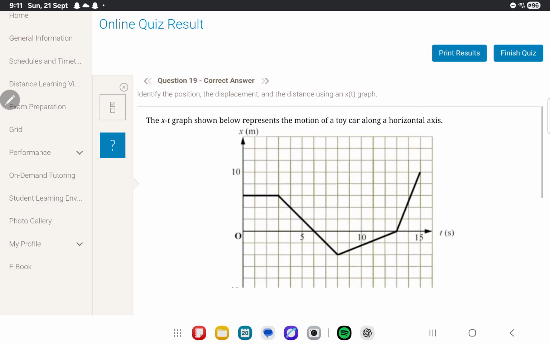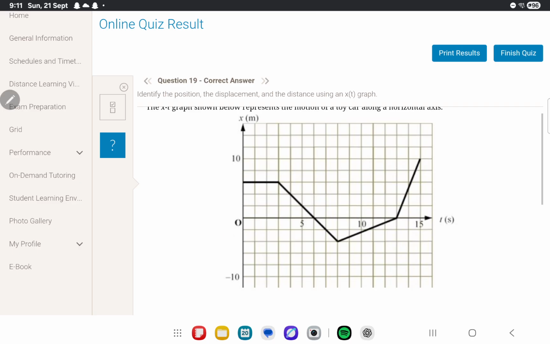The toy car is at the origin. So when is it at the origin? When it crosses this axis here. When do we have crossing intersection? It's here, which is at 6 seconds, and here, which is at 13 seconds.